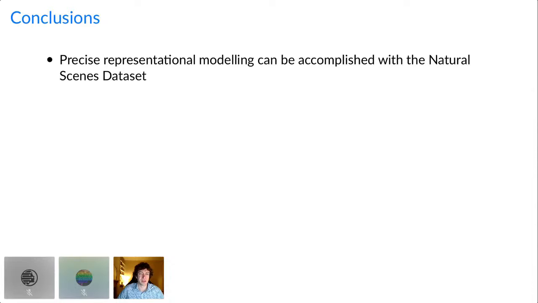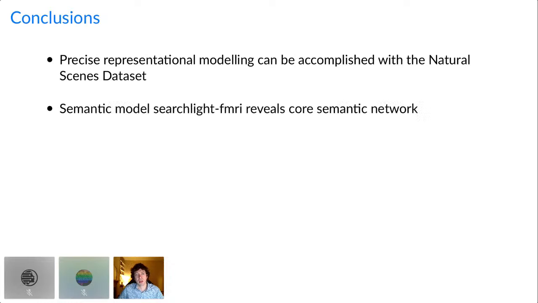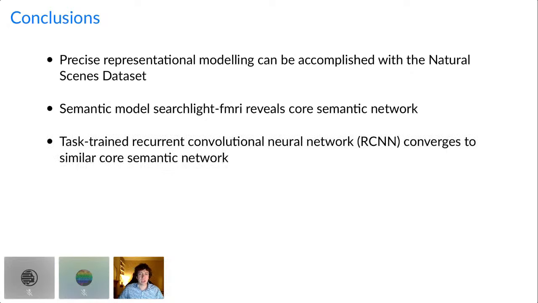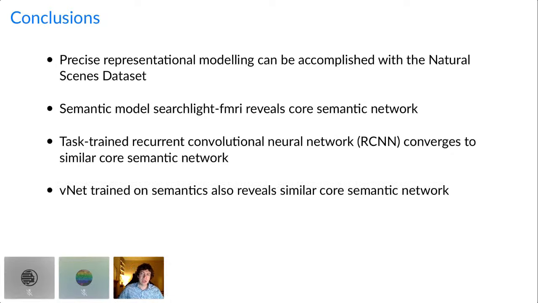So I hope to have convinced you that the natural scenes dataset is extremely valuable to the community, and we can, with it, do very precise and rich representational modeling. Using sentence embeddings, we were able to create semantic models and reveal a core semantic network in the human brain. Using our artificial neural networks, we were further able to see the representational trajectory in the brain from early visual areas to late visual areas and the core semantic network. Training VNET on semantics led to very good performance in predicting semantic representations in the brain.